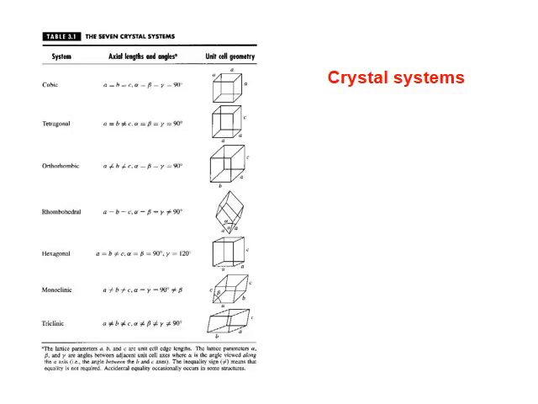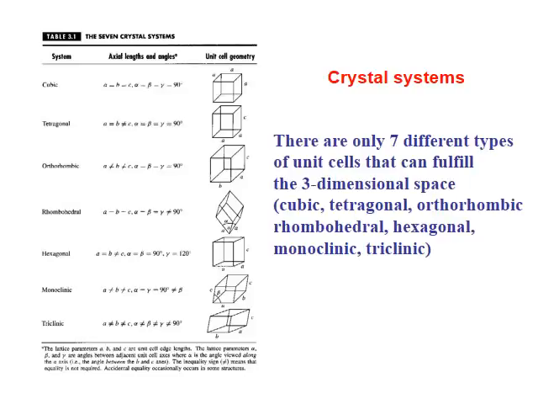These are the crystal systems. There are only 7 different types of unit cells that can fill the 3-dimensional space: cubic, tetragonal, orthorhombic, rhombohedral, hexagonal, monoclinic, and triclinic.